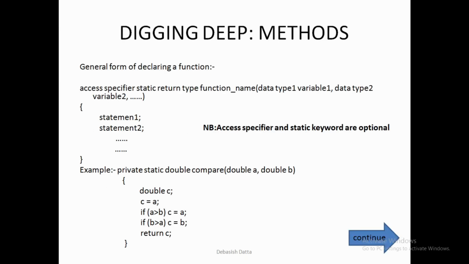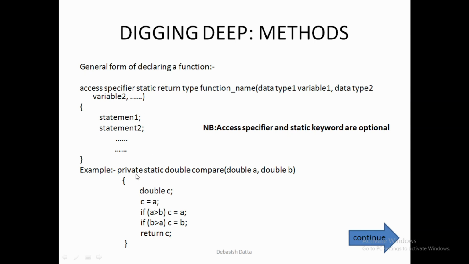Okay, now how can we define a method? The general form of defining a method is being shown here. First, we will write the access specifier, then the static keyword, then the return type, then the function name. After that, the parameter list. An example is also shown here to make it easier.